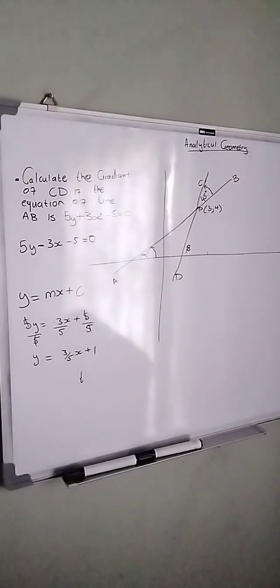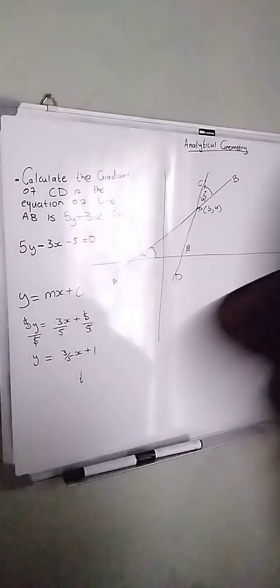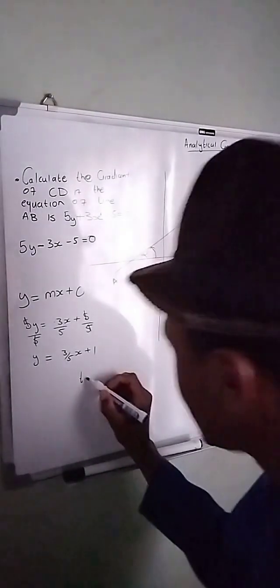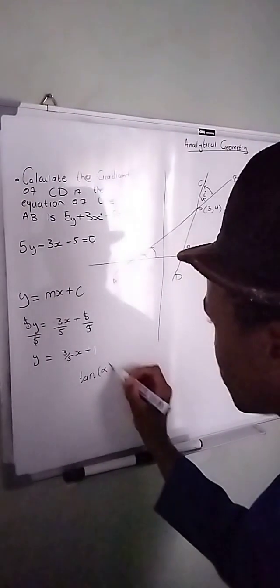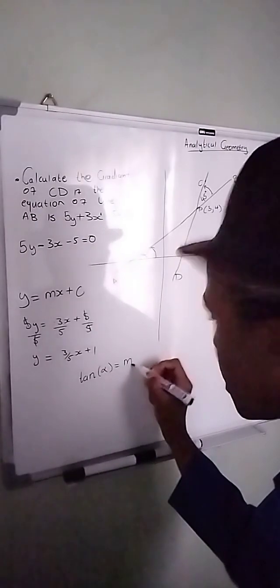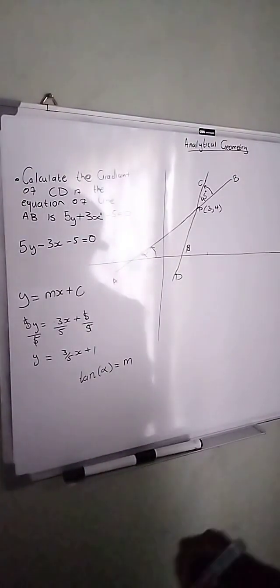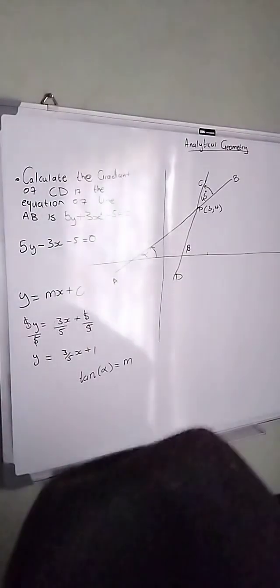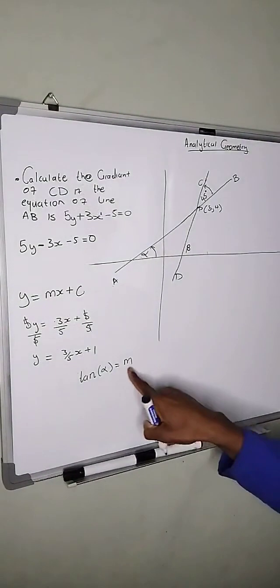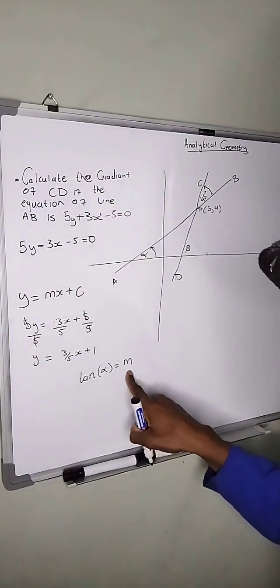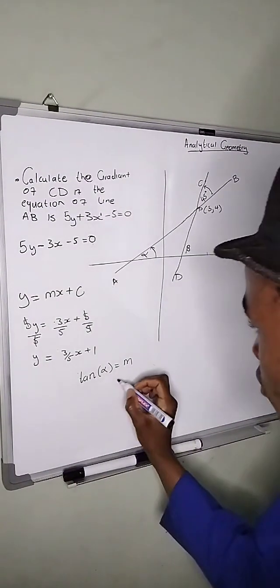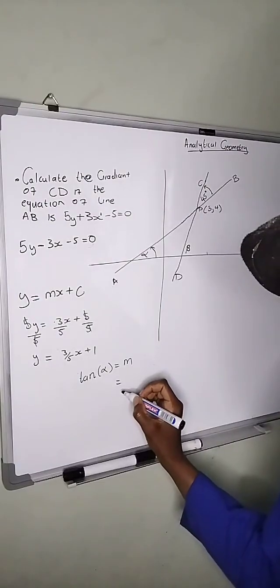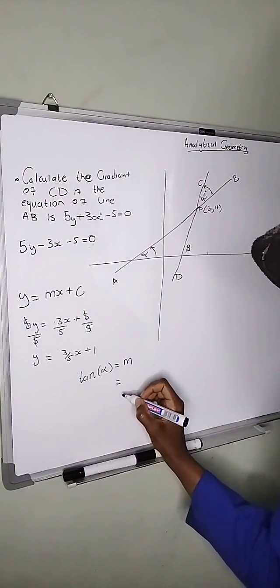This is going to be tan theta, tan alpha. It's going to be equal to m, right? So since tan alpha is going to be equal to m, what is going to be my value of m? The value of m is going to be what, guys?